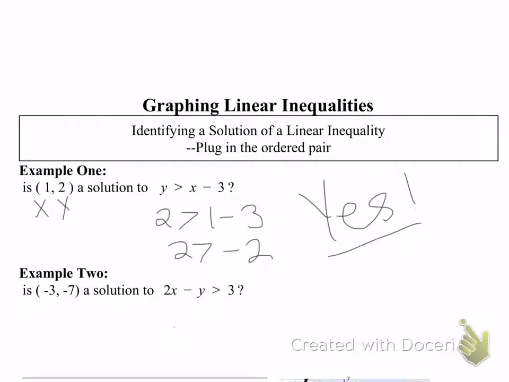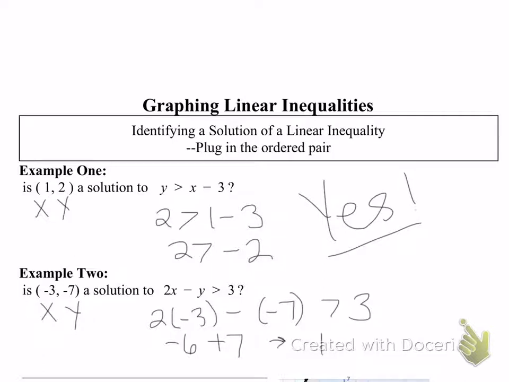For the second one, you have negative 3, which is your x, and negative 7, which is your y. So let's go ahead and plug that one in. You got 2 times negative 3 minus negative 7 is greater than 3. Well, let's see what we got. So 2 times negative 3 gets you negative 6. When you subtract a negative, it changes to a plus. So you have negative 6 plus 7, which gets you 1. So we have 1 is greater than 3. Is that true? No, it's not. So that is not a solution.